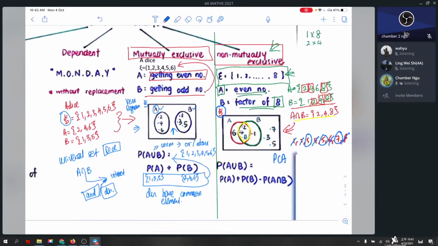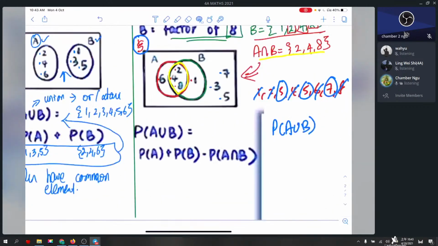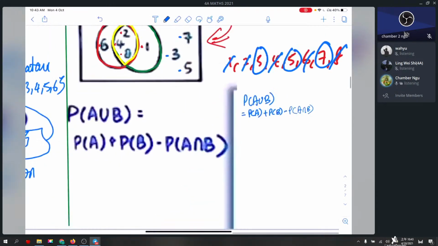So that means if A union B, so this one, okay, that means it should include the element in A plus element in B minus A intersect B. Why? Okay, I prove to you.